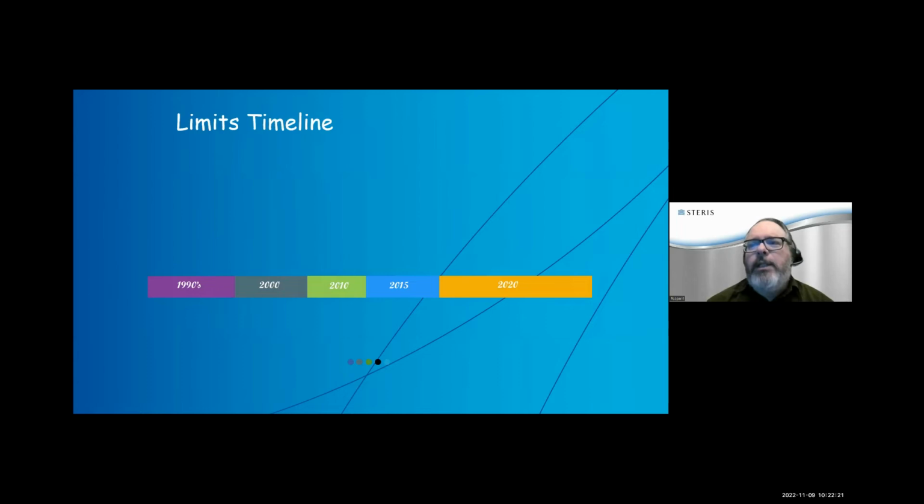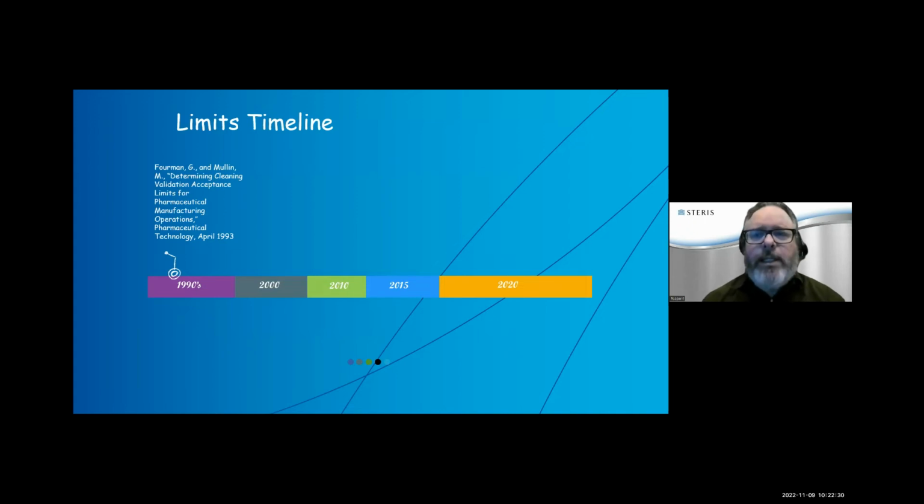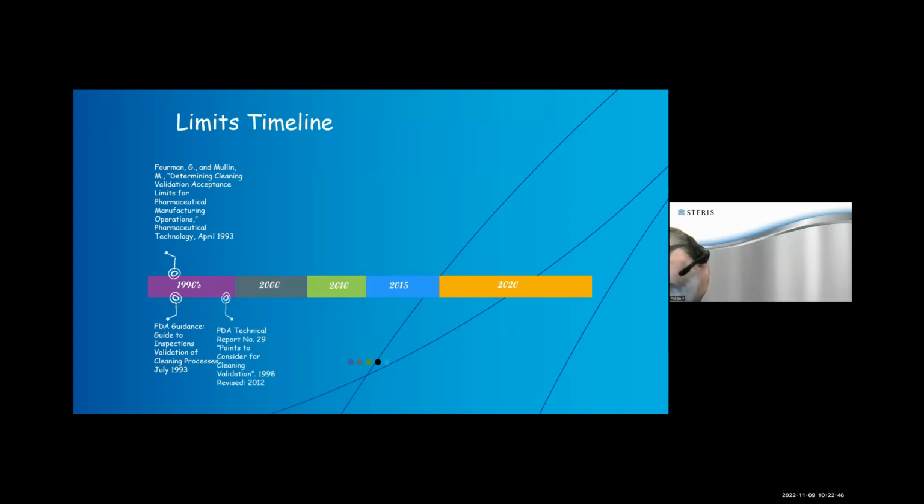So when we talk about the limit timeline, this slide's a little bit busy, but I think it's a nice way to visualize that. We can start off with the 1993 guidance that Richard talked about, and then the Fourman and Mullen article that talks about the traditional method of setting limits. And then we go into the PDA Technical Report 29, again, a document that Richard talked about.